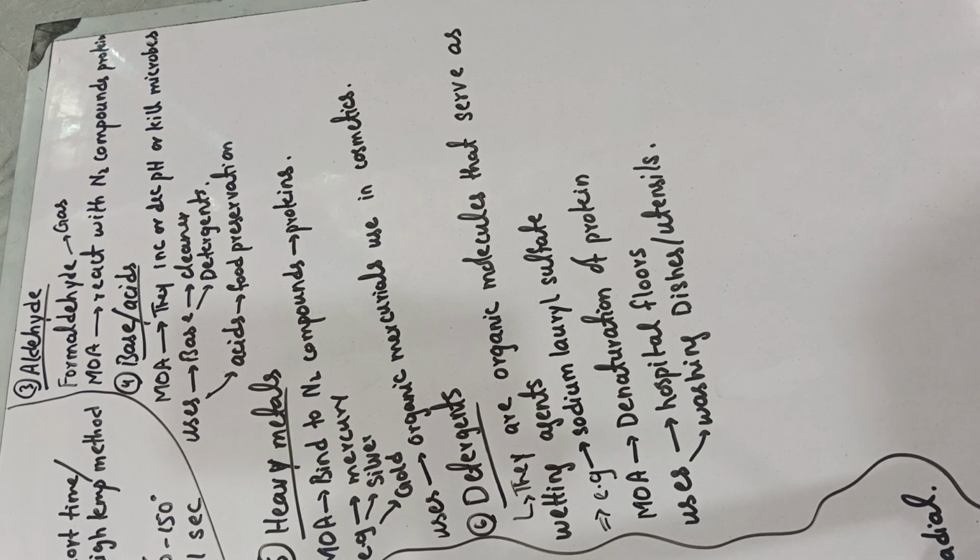Let's discuss the fourth chemical agent, which is bases and acids. Various kinds of bases and acids are used for that purpose. Their mechanism is that they increase and decrease the pH. By increasing the pH, some bacteria cannot survive the increase and will die, and some bacteria cannot survive the decrease in the pH, so they will also die. The acids and bases are added to change the pH. Bases are used as a cleaner, as a detergent, but acid is used for food preservation.